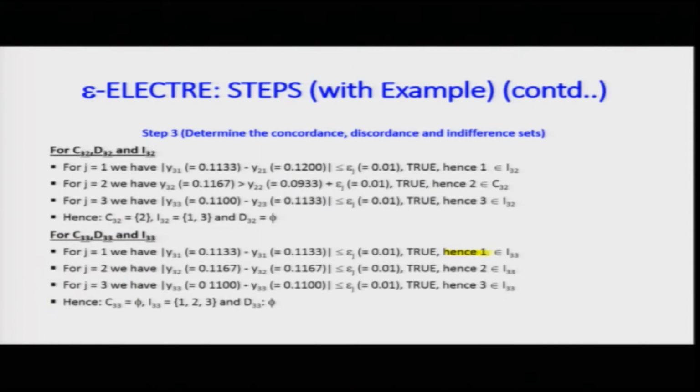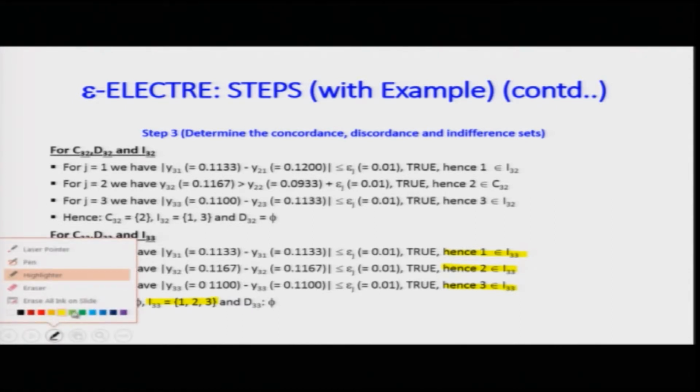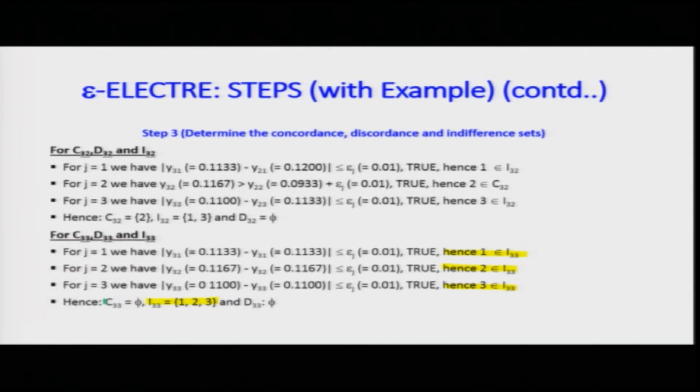So, this is 1 equal to I 3 3, 2 equal to I 3 3, 3 equal to I 3 3. So, the indifferent cell has all the elements 1, 2, 3, and the corresponding cell in C 3 3 is null, and the corresponding cell in D 3 3 is null. So, you have formulated the rule.